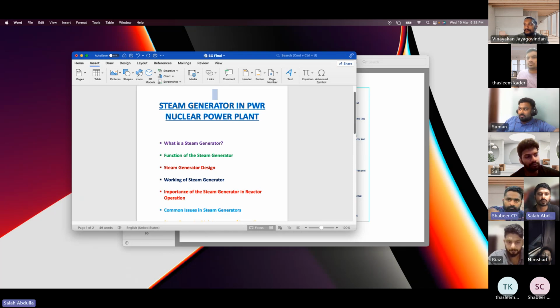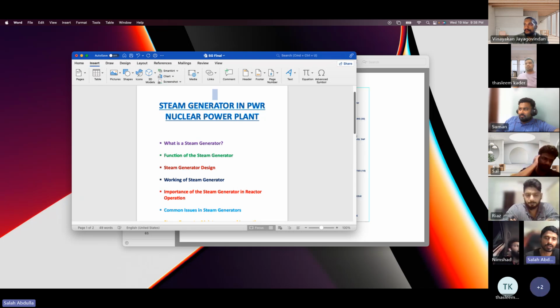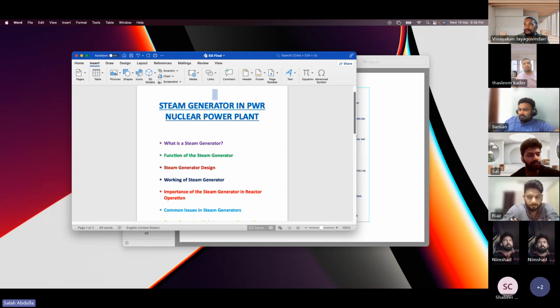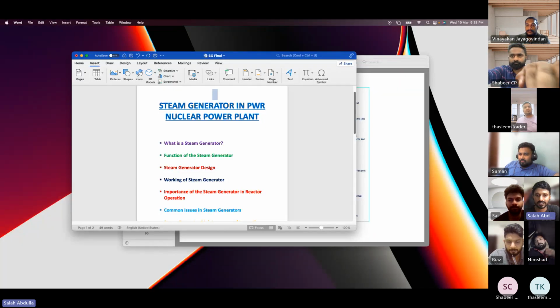And then the last topic: what are the common issues occurring in steam generators. The main common issues are tube fouling and plugging, stress corrosion cracking, tube ruptures, and steam generator level control issues. Tube fouling and plugging means that deposits or corrosion can block the tubes, and it can reduce the efficiency of the steam generator, and it will affect the total electricity production as well.